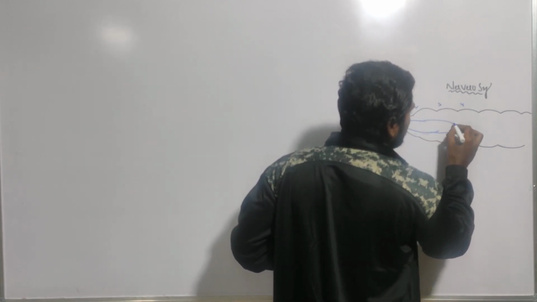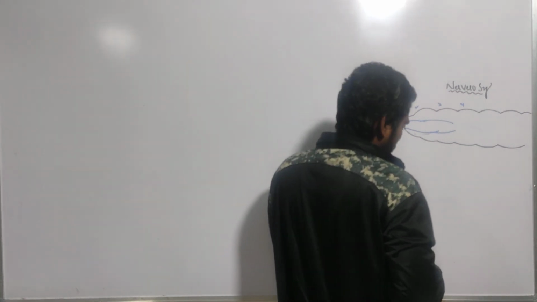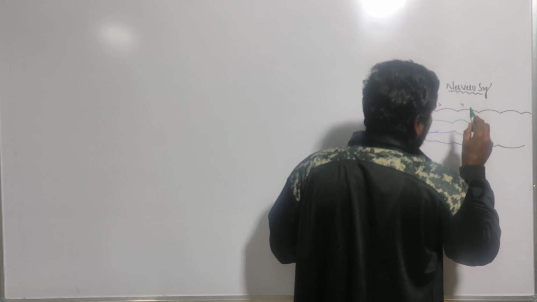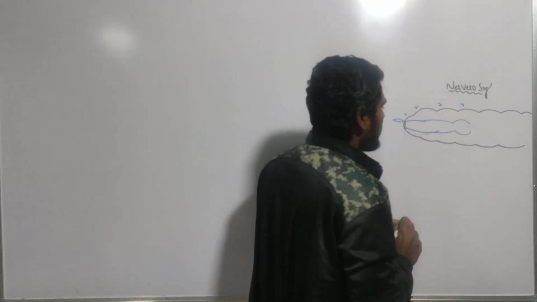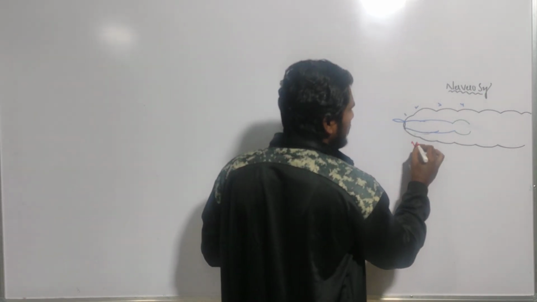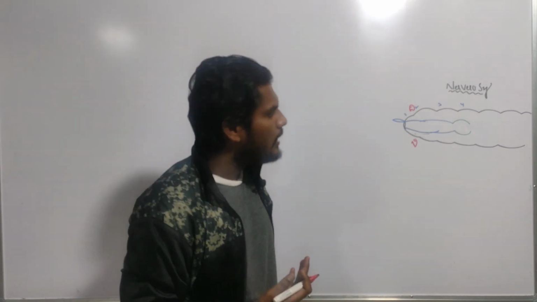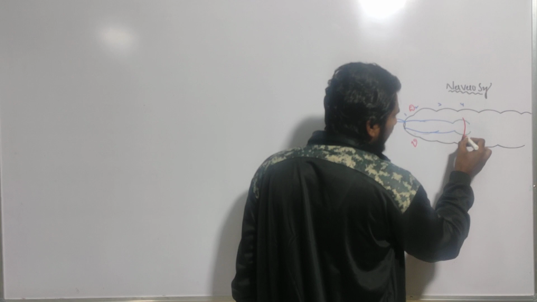Now this is the fourth segment. In the fourth segment there is a presence of the pharynx. The pharynx is present like this. This pharynx part is enclosed. You know, this is the ventral surface of the earthworm and this is the dorsal surface of the earthworm. Now this pharynx is having a ring like this.